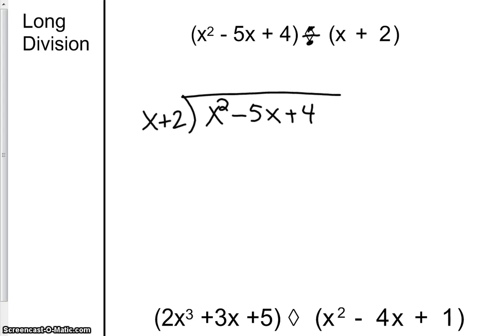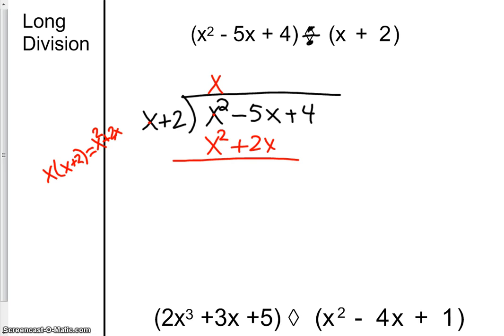All right, and now we're going to ask ourselves, how many times does this x get into this x squared? In other words, what do you have to multiply this x by to make it equal an x squared? And the answer is x. So you go off to the side and you do x times x plus 2, a lot like what we did before. And the answer is x squared plus 2x. So then we write down x squared plus 2x. And then here we want to take the opposite sign, so we want to subtract this. So we're going to subtract here, subtract here. And our answer now would be a 0, and this would be negative 7x.